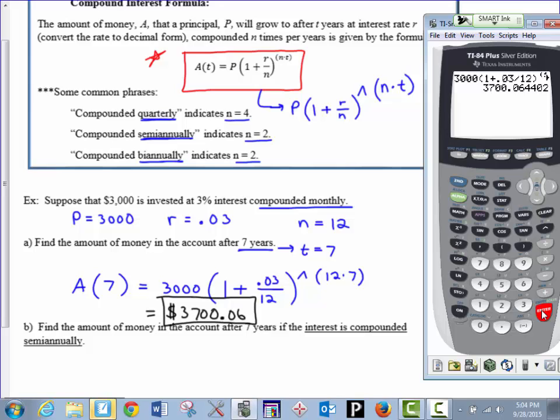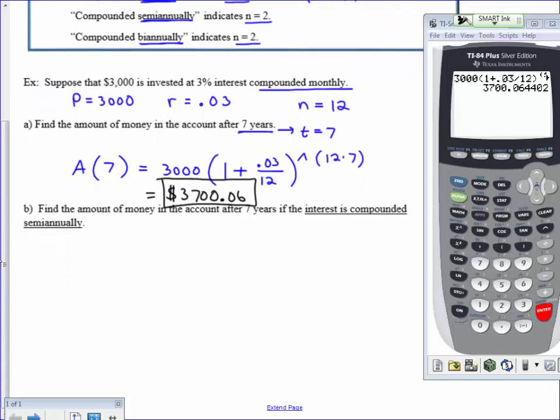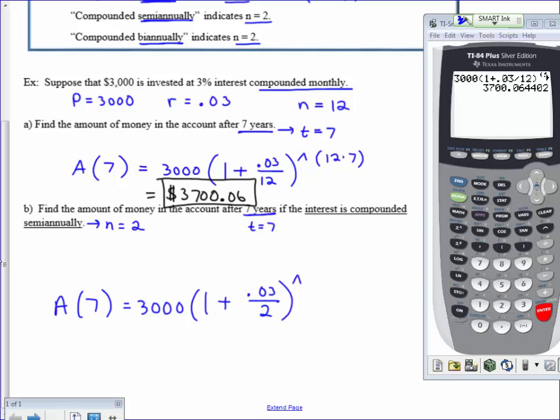Okay, second part of the question says find the amount of money in the account after 7 years if the interest is compounded semi-annually. So semi-annually would mean that the n value is now 2 instead of 12. Okay, we still have 7 years, so that would be our t value. So A of 7 is 3,000, and then 1 plus 0.03, now divided by 2, and then raised to the 2 times 7.